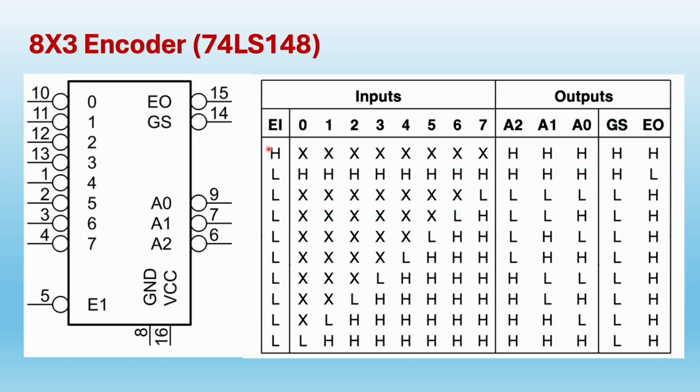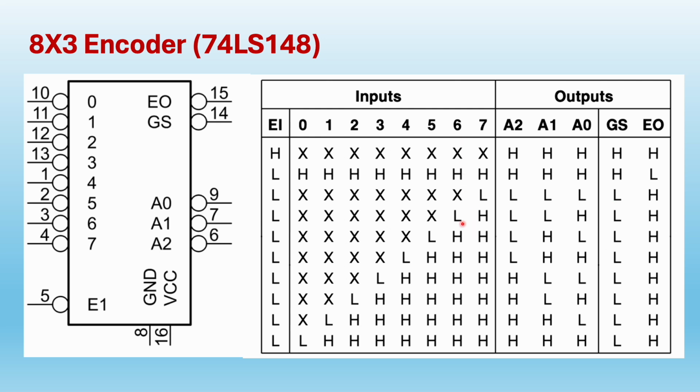Let's see the working of this IC. So when EI goes low, this IC works as encoder IC, and it's a priority encoder IC. Why am I saying the priority encoder IC? Because the 7th pin is having the highest priority. When this signal, pin number 4, goes low, irrespective of all other pins, all the outputs are low, because active low outputs are there. Otherwise, in case of active high, all outputs will be high.